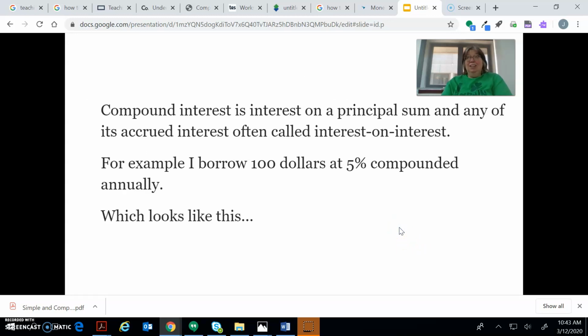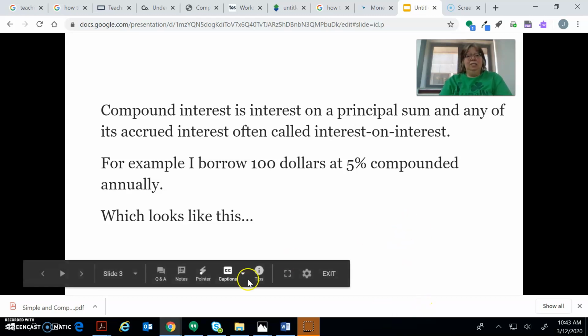Compound interest is something different. Compound is a new word for us, and when we think about compound, you think about something being added on top of something else. You're compounding it. You're putting more on top. Sometimes you'll hear interest on interest, but the formula is different than what we're used to using. So an example would be you borrow $100 at 5% compounded annually. That means every year they're going to add 5% on.